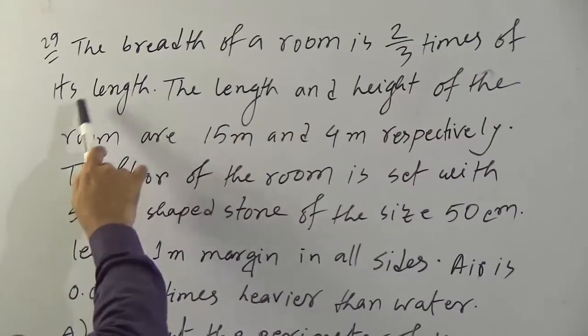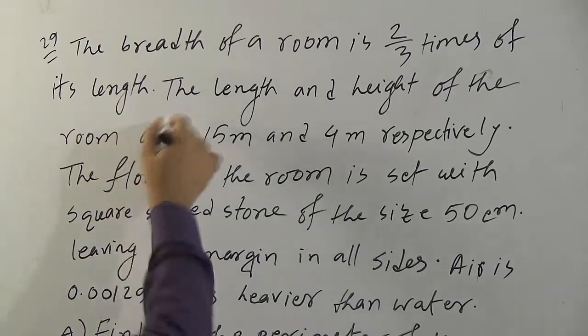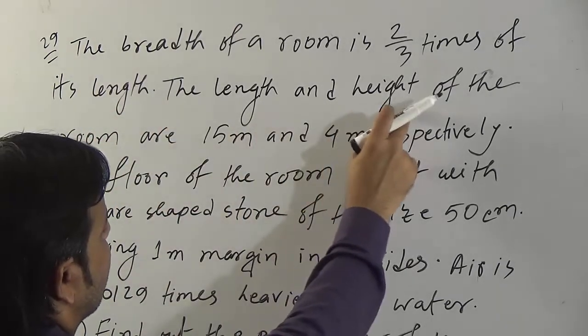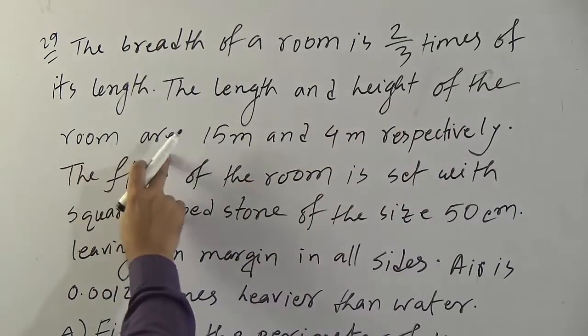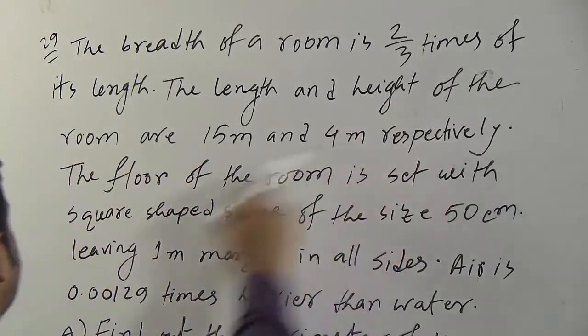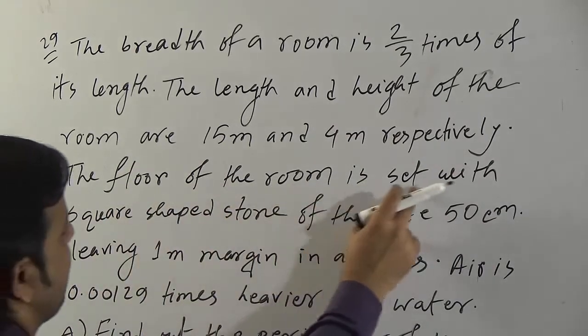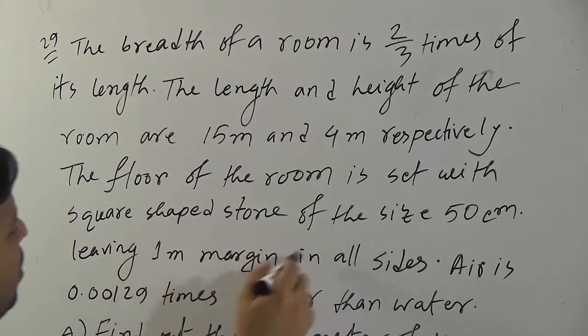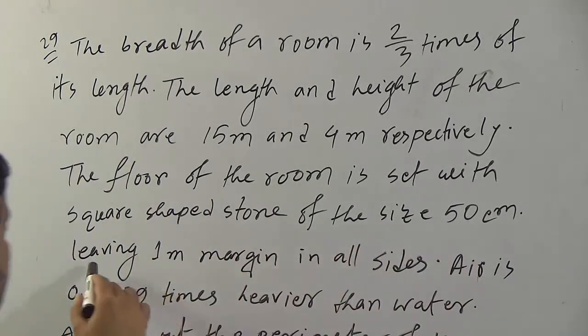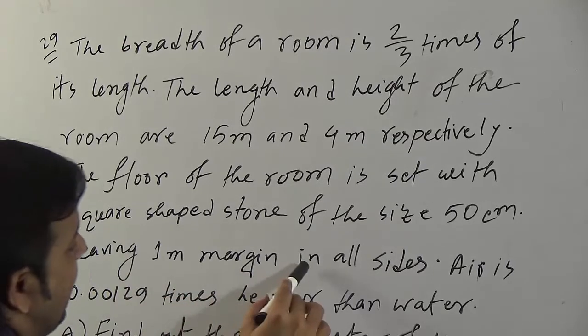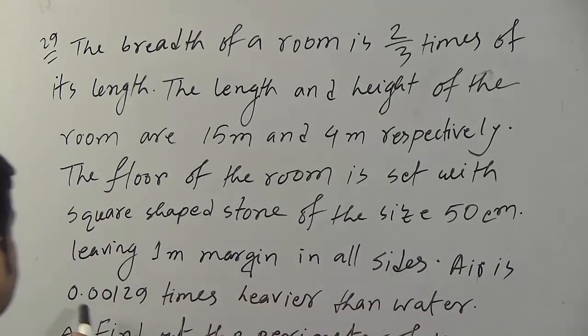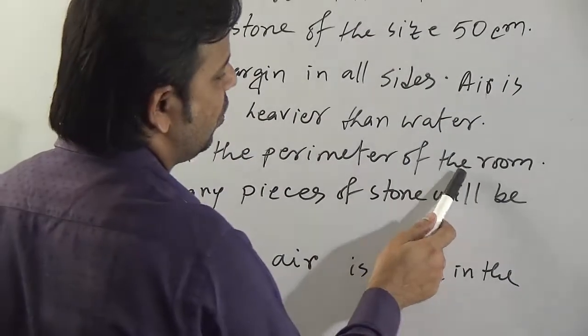Dear students, question 29. The breadth of a room is 2 by 3 times of its length. The length and height of the room are 15 meter and 4 meter respectively. The floor of the room is set with square-shaped stone of the size 50 centimeter, leaving 1 meter margin in all sides. Air is 0.00129 times heavier than water. Find out the perimeter of the room.